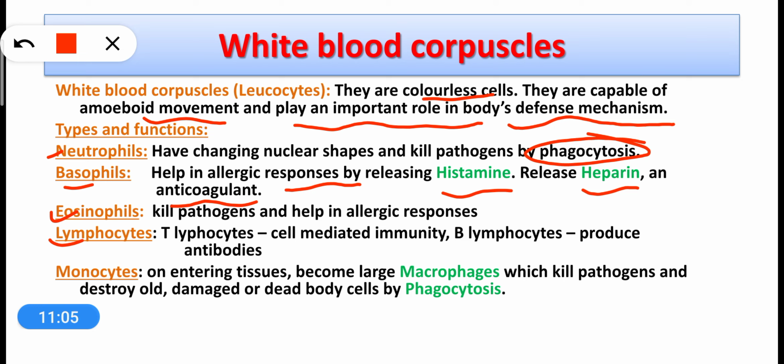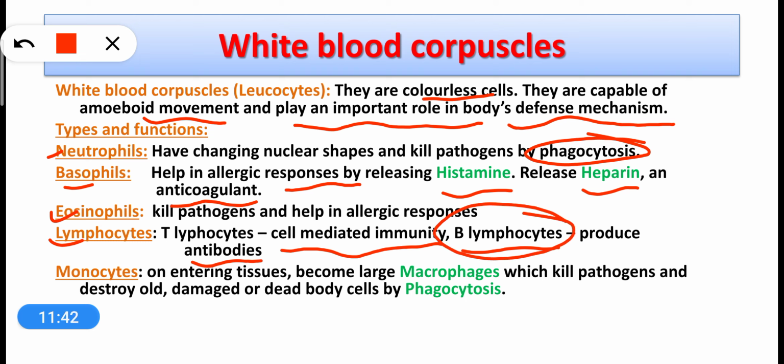There are two types of lymphocytes. One is T lymphocytes, which cause cell mediated immunity, means these are the cells which help in killing pathogens, and B lymphocytes, they produce antibodies. So dear students, in class 8th we have discussed that whenever a pathogen enters into our body, the body cells, means the white blood cells, produce certain proteins known as antibodies, which help in killing the bacteria or the pathogen. So dear students, these antibodies are actually produced by B type of lymphocytes.